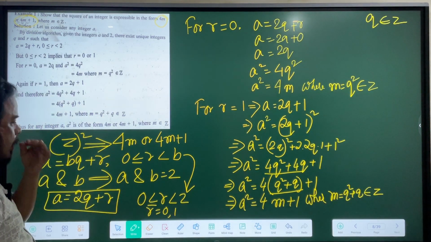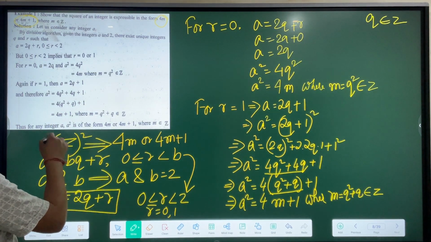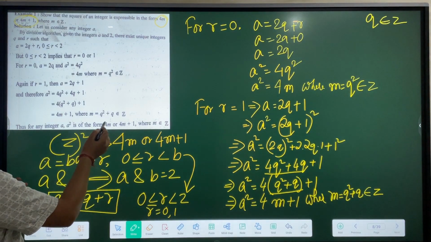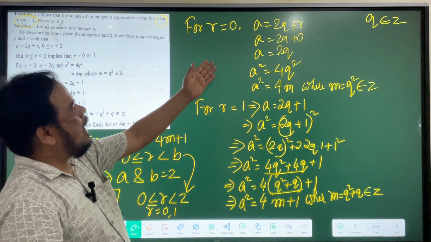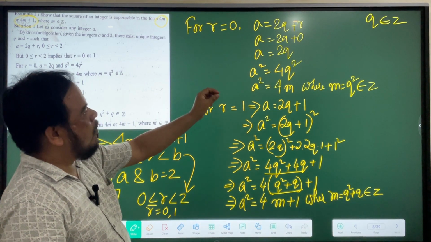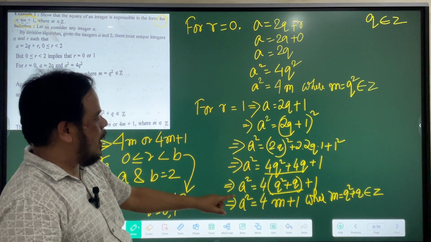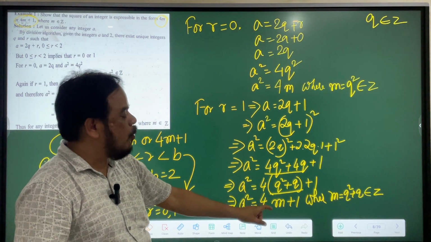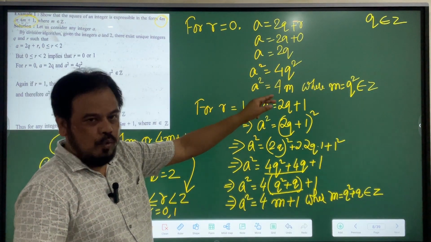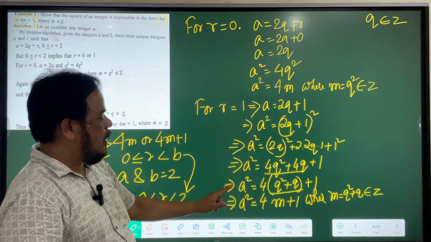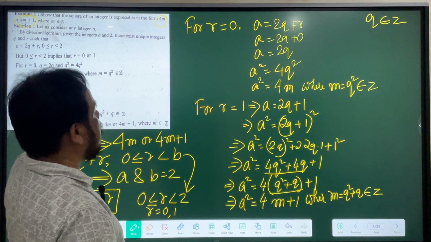So what we have understood now is that for any integer, a square is of the form 4m or 4m plus 1. So we have expressed a square in the form of 4m, and a square in the form of 4m plus 1. We have expressed a square as 4m, and we have expressed a square as 4m plus 1 as the question given.